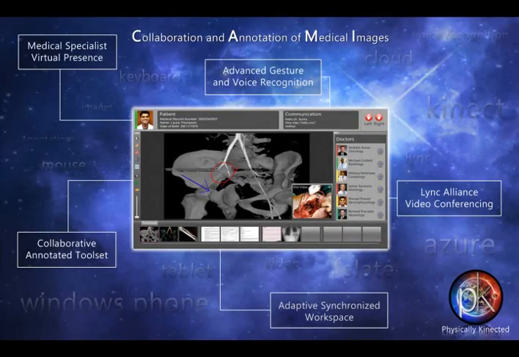As knowledge and complexity in medicine has increased, it is impossible for any one individual to have all the knowledge and skill sets needed for every situation. As we looked for a way to address this problem, we realized there was a need for a comprehensive and affordable telemedicine system, so we created CAMI, which stands for the Collaboration and Annotation of Medical Images.